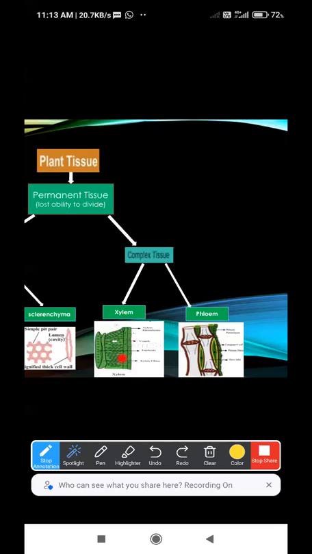So remember, xylem is water conducting tissue. The second tissue type is phloem tissue. First is a tube with a sieve plate, that is a mesh, at both the ends. Hence, it is known as sieve tube.